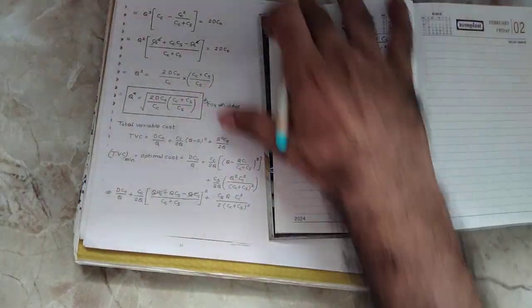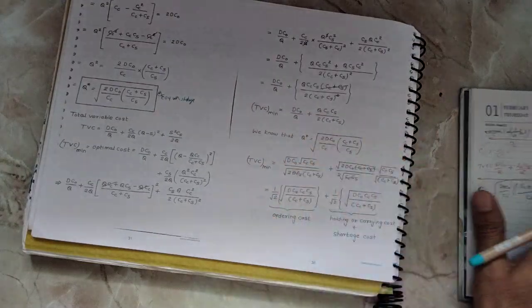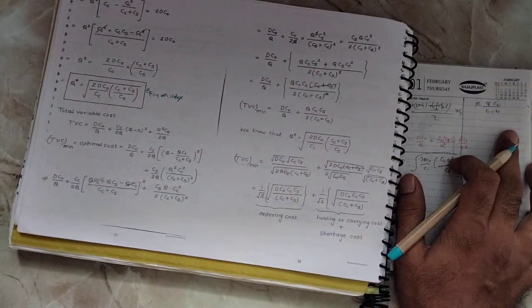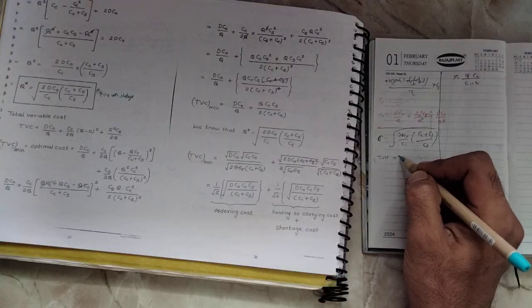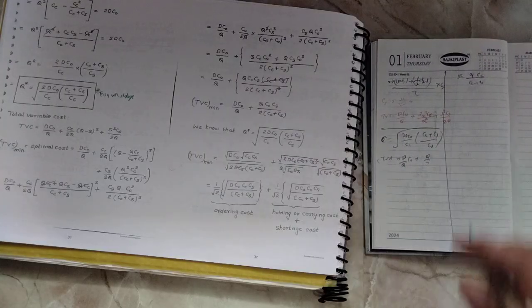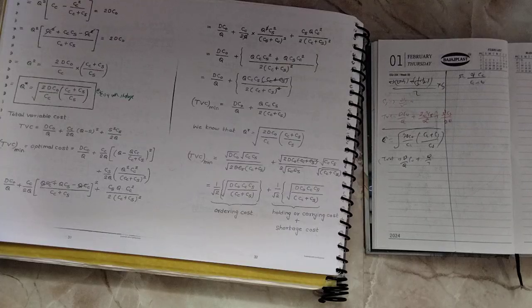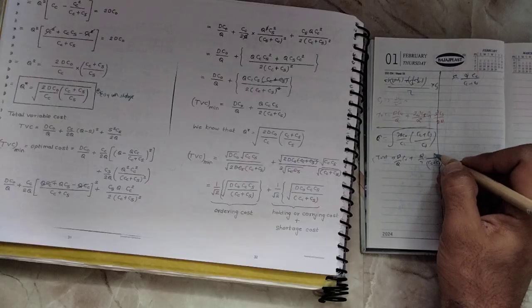So next, you can see total variable cost. When the total variable cost is minimum, you can see this one. So what will be the thing here? The total variable cost for minimum is D divided by Q of C naught plus Q divided by 2. This holding cost, let us consider it's like a triangle, so divided by CC plus CS, upper one CC of CS.